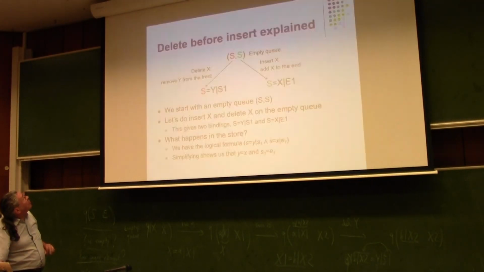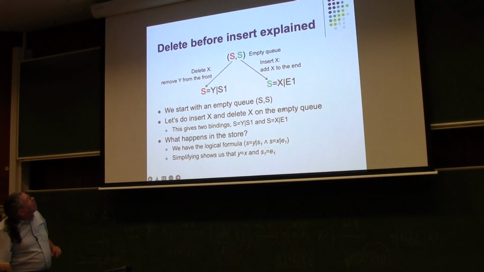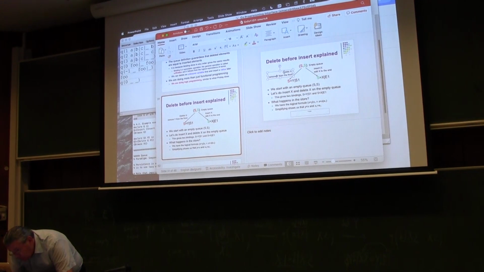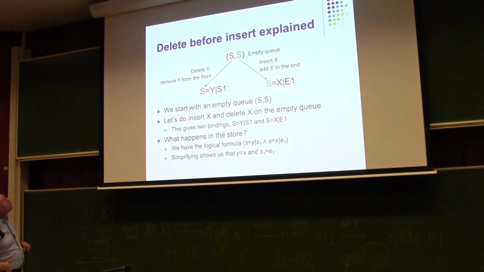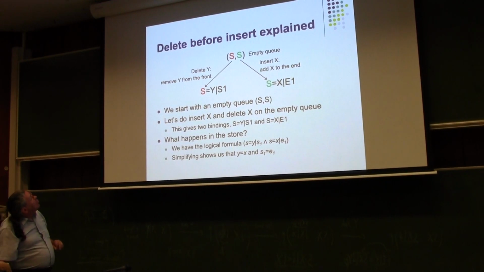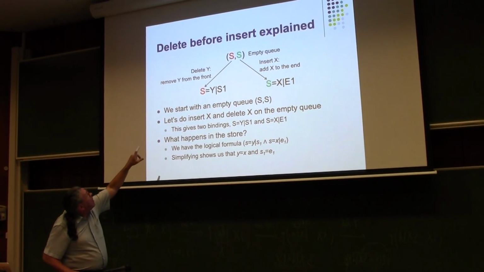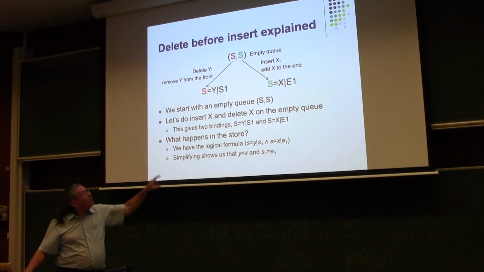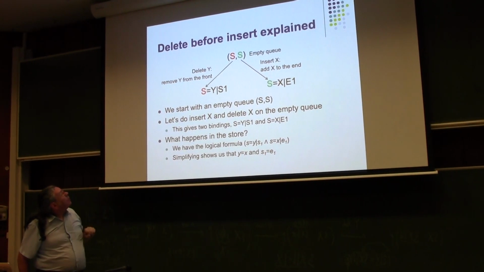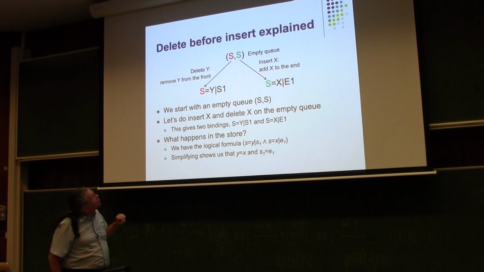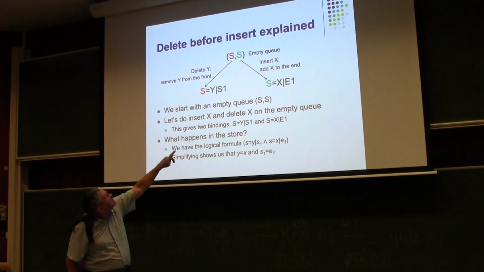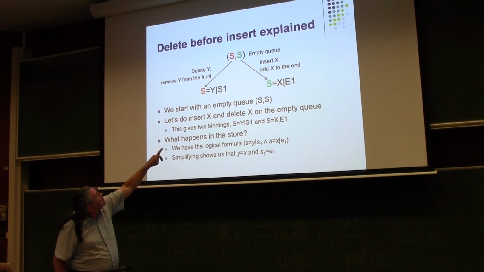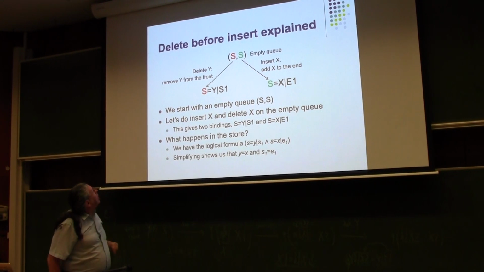Okay, this is more clear. Delete Y, actually, yeah? This is just-in-time slide creation. So the delete operation will bind the beginning of the difference list. It does S equal Y is 1. Okay? And the insert operation will add S X to the end. So it does S equal X bar E1.